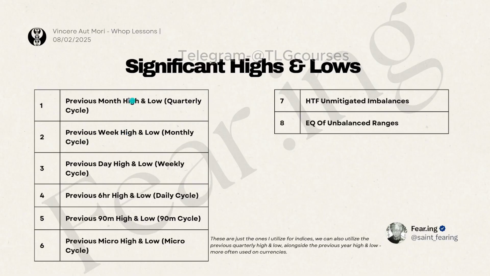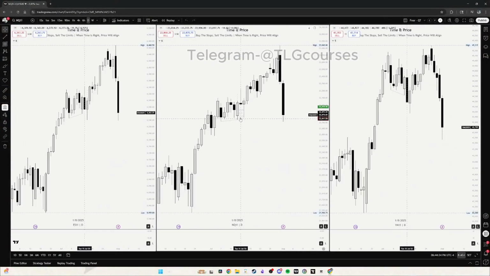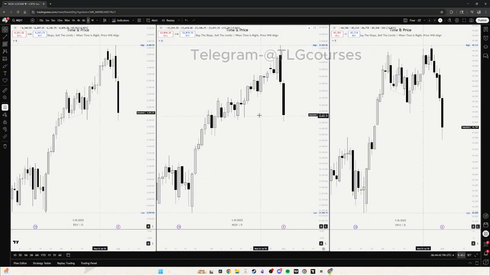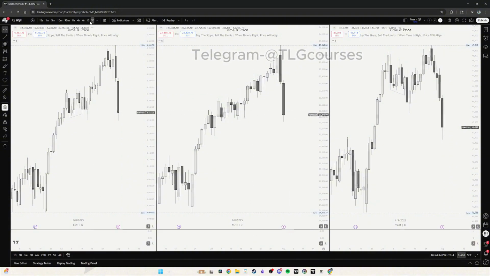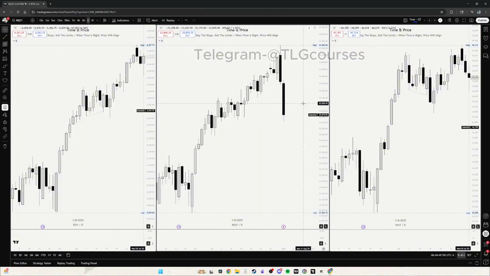Now, let's just say that there's no clear high or low that we can target. Then in that case, what we can also do is aim for a higher time frame unmitigated imbalance. Let's just say price is aggressively selling off, so we're going to reference the current market. As of now, there's no significant high or low that we can really target, as we're below the previous week low. We're below the previous day low on all 3 indices.